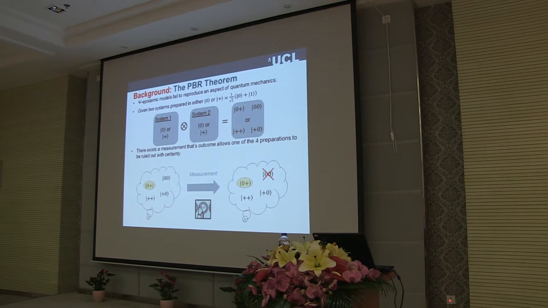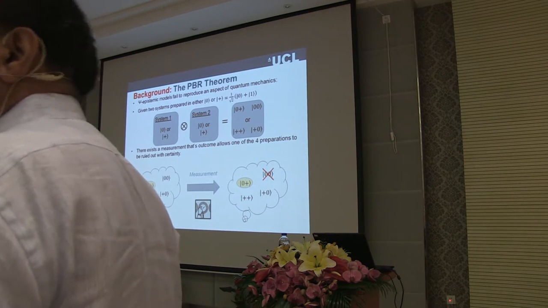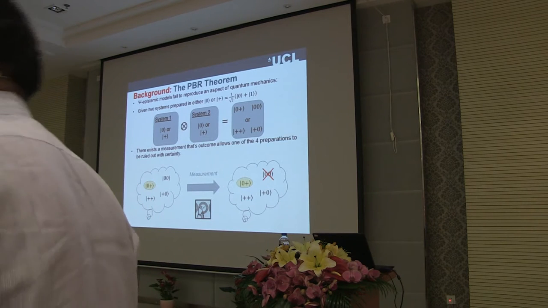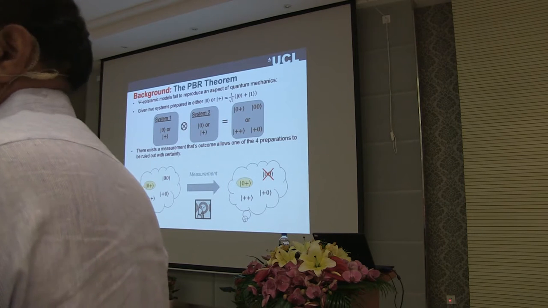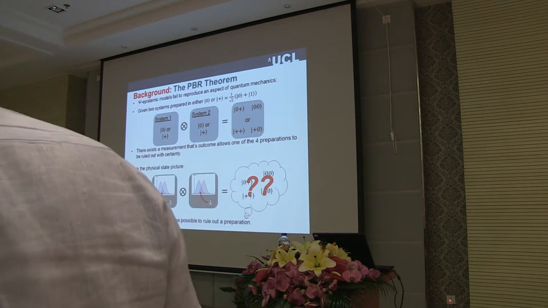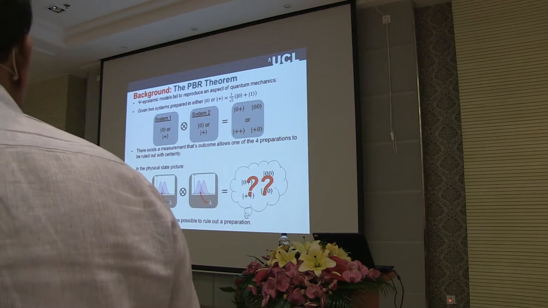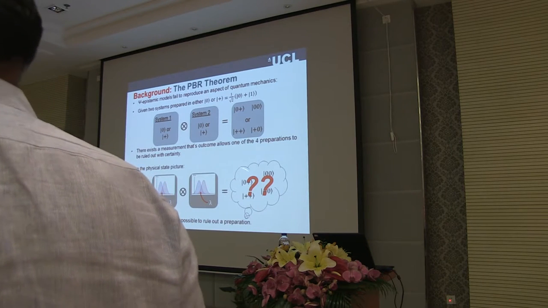Suppose the state actually is zero-plus; they will rule out, say, zero-zero. They cannot say which state it is, but they can definitely say which it is not. One of the states, they will say, it's not this. This is what they can do with probability one, even with non-orthogonal states. This is interesting, and this helps to rule out this psi-epistemic situation.